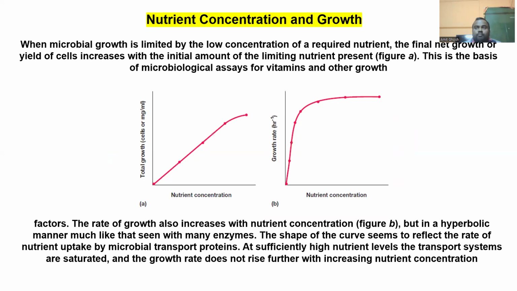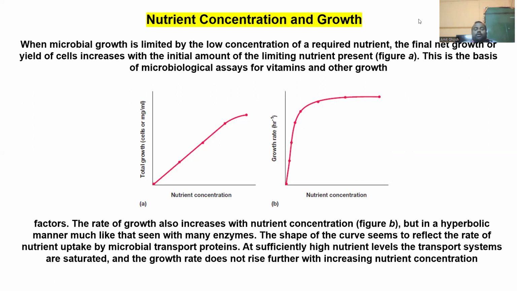So in the growth curve, we find the lag phase, the log phase, the stationary phase, and the death phase. But this growth curve is influenced by nutrient concentrations. Now we'll learn how nutrient concentrations affect microbial growth. Here we can see the graphs. There are two graphs in the slide. One is nutrient concentration versus total growth, that is cell numbers, and one is nutrient concentration versus growth rate per hour or per minute.